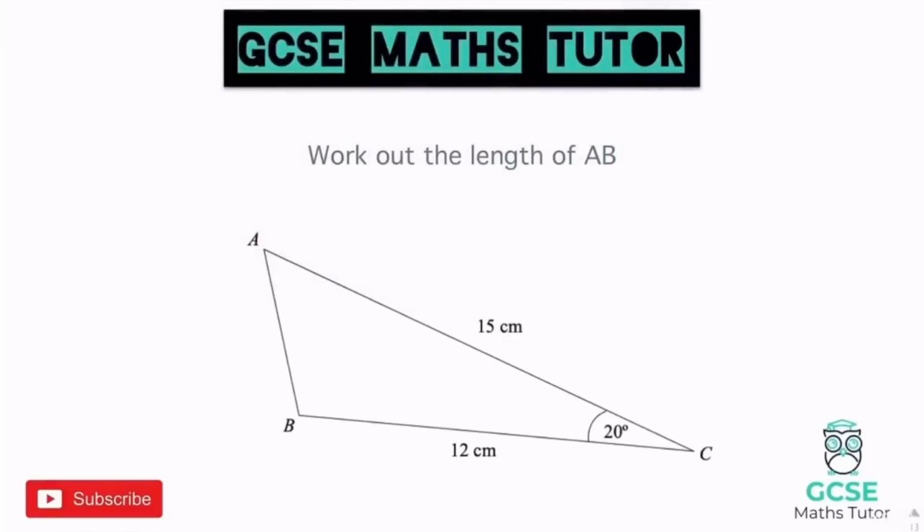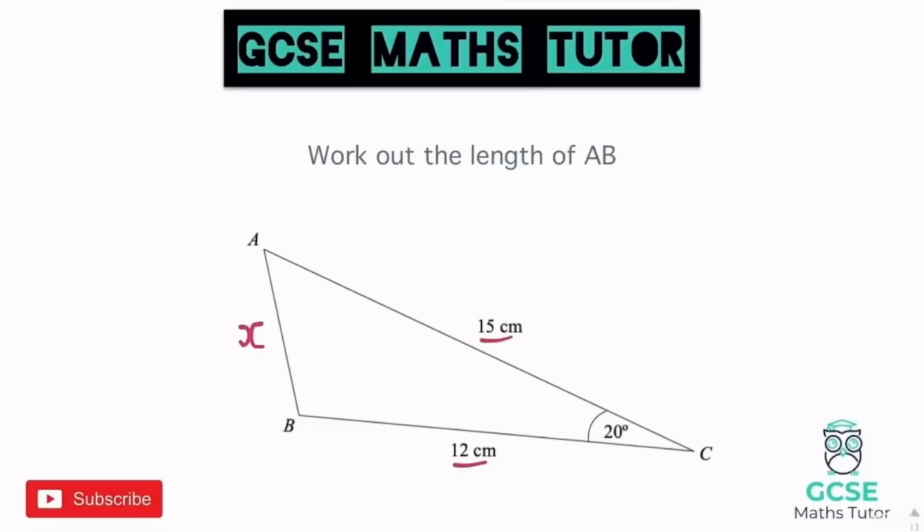Right, let's see how this question's different then. So work out the length of AB. So this one over here. Now straight away, looking at this, we've got a pair of opposites there, but I don't have any other pairs of opposites. I've not got anything opposite my 15, I've not got anything opposite the 12. So I can't actually use the sine rule here, and that is your clue, that is your hint here, that the sine rule's not going to work, and we're going to have to use the cosine rule.